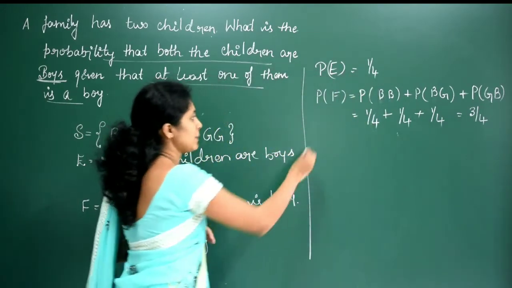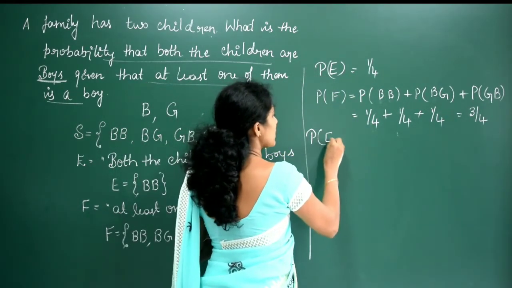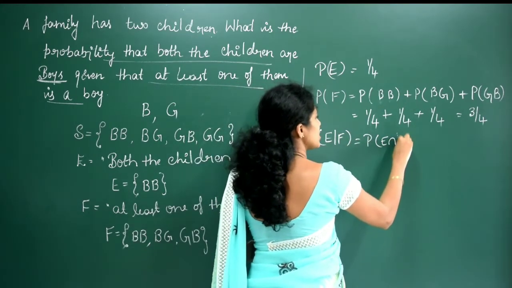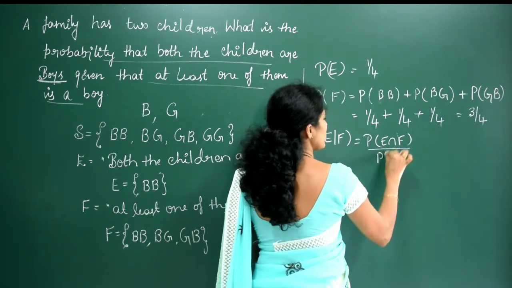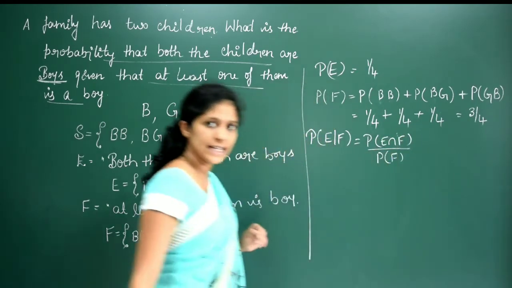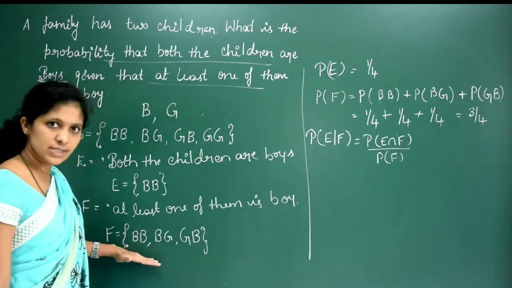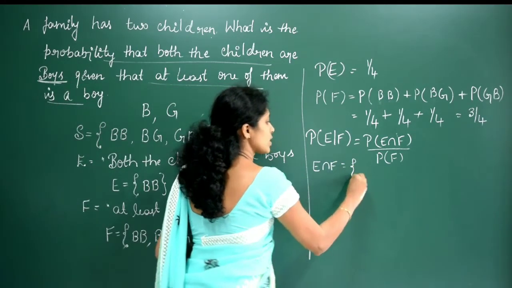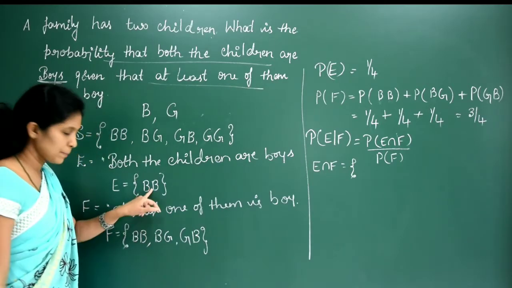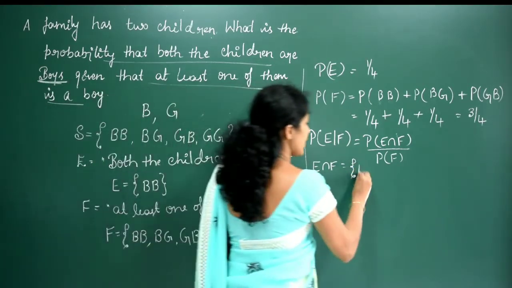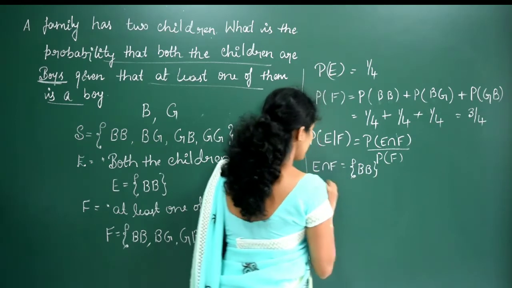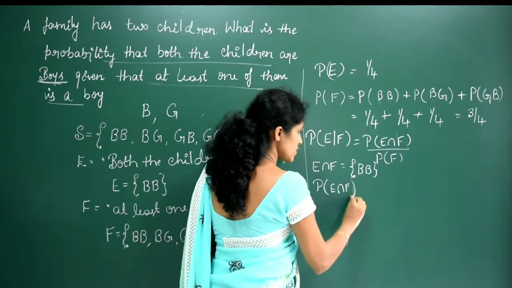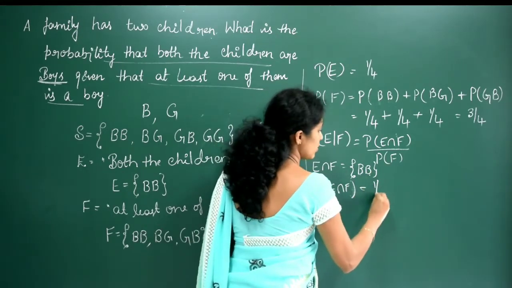Now to find P of E by F, what is the formula? P of E by F is equal to P of E intersection F divided by P of F. So for this we need to find E intersection F. Intersection means common element. What is the common element in both? It is B, B. So probability of E intersection F is 1 by 4.